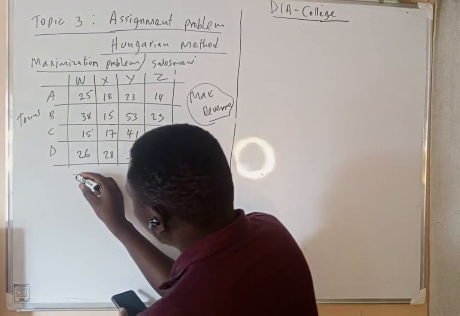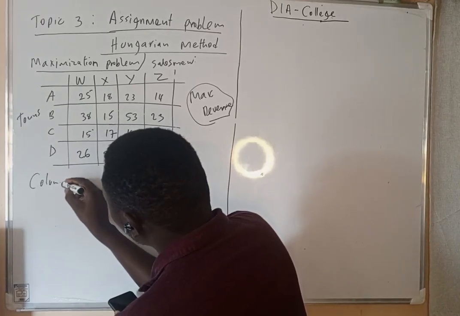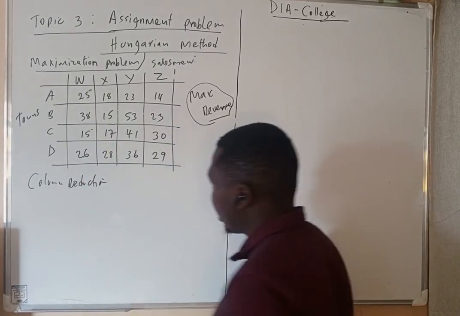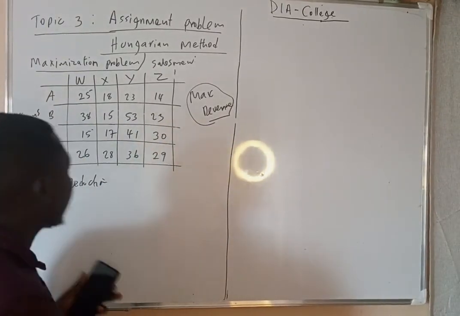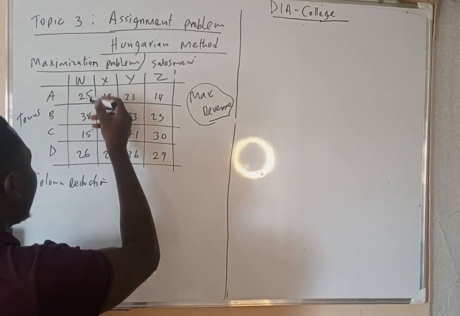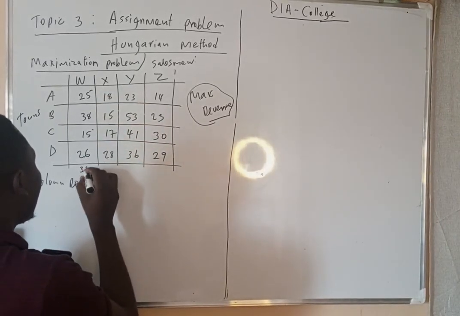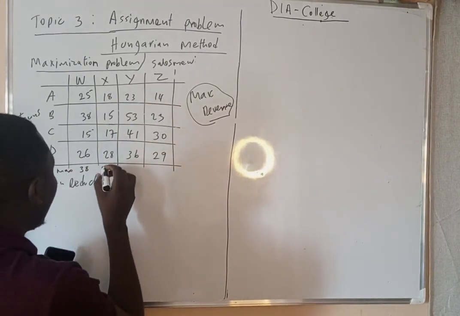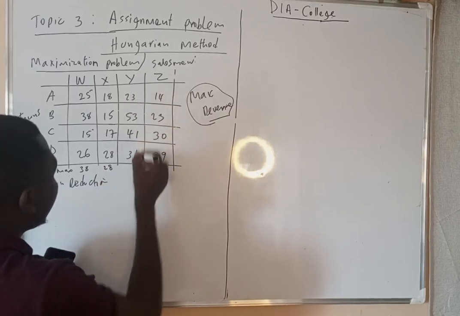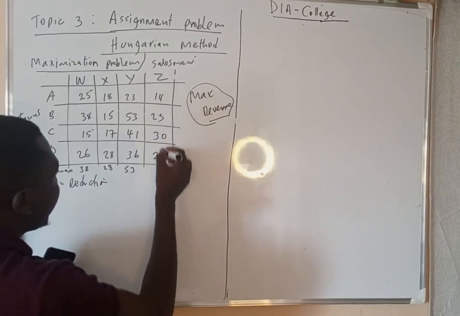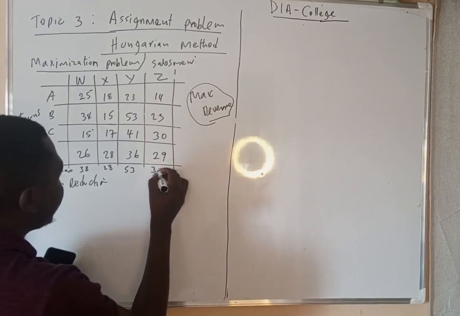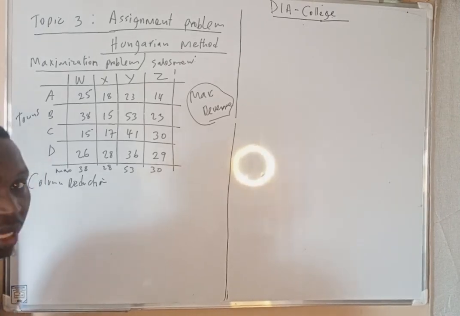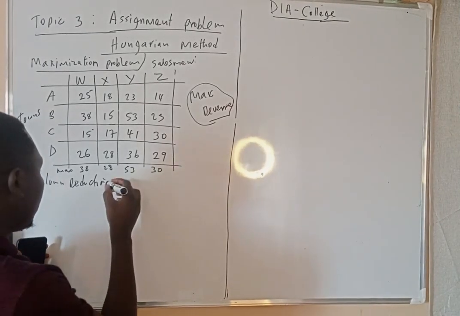You're going to start with column reduction, but in column reduction, we're going to use the maximum value in each column. We start with the first column here. The maximum value here is 38. Here we have 28. The maximum value here is 53. The maximum value here is 30. So we reduce each maximum value, bearing in mind that we ignore negative values. We take all values to be positive.